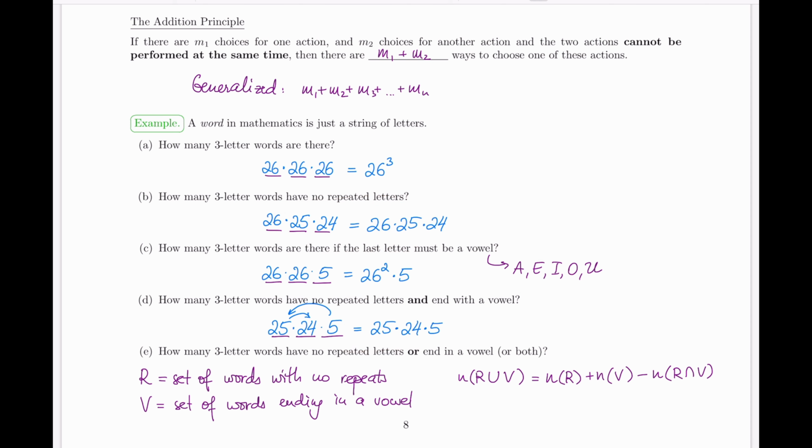this formula. So the number of words with no repeated letters is 26 times 25 times 24. The number that end in a vowel is 26 squared times 5. And the number that have both of those properties is 25 times 24 times 5. You can plug this into the calculator and figure out the actual number.